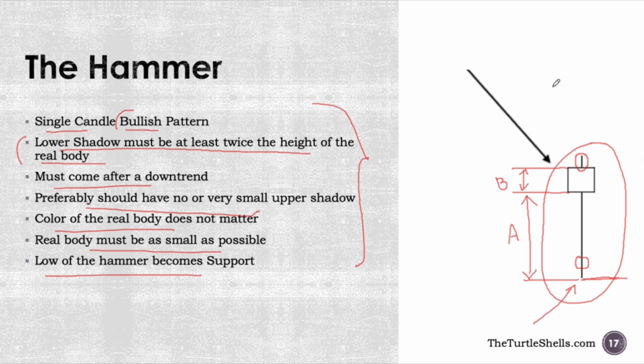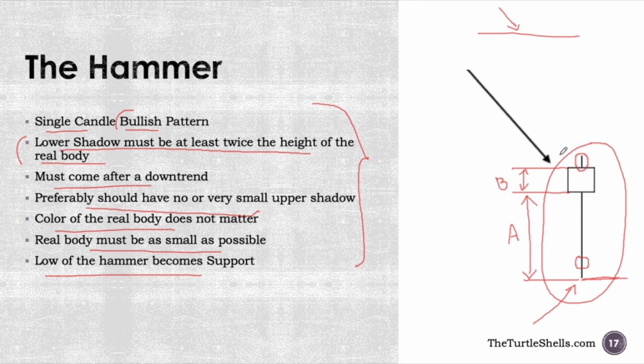And resistance simply means that if there is a resistance here, the bears will not allow the price to go above that level. So the resistance simply means like a ceiling of a room, and the support means that it's the floor of the room. Okay. So to quickly summarize, what is the hammer?